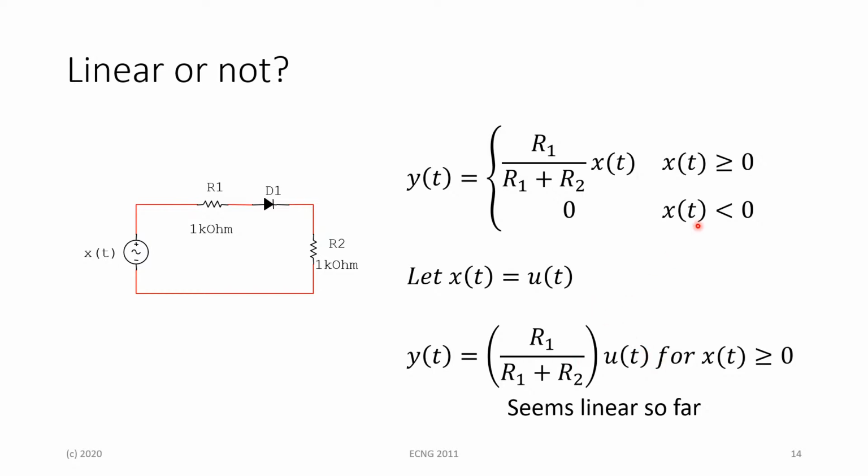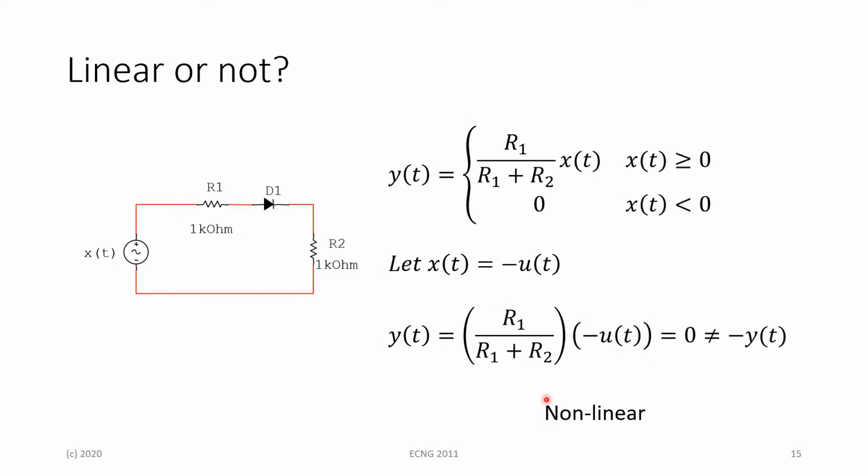Because for t less than 0, the u of t here will just be 0. That means we will also get y of t here equal to 0 accordingly. So it looks like it's linear for this point in time, when we use a normal unit step.